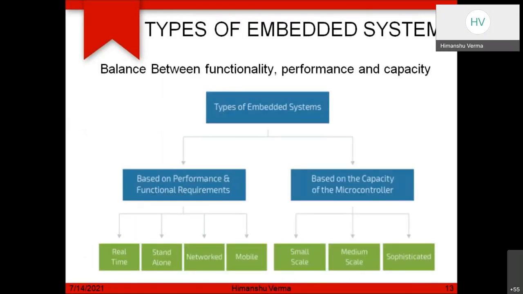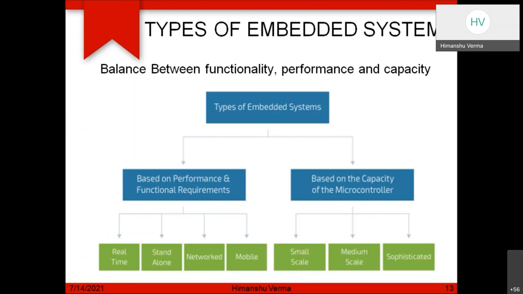Now let's come to the next point, that is the types of embedded systems. In this section we can divide embedded systems according to two categories. Either we divide them on the basis of performance or their functions, or we can categorize them based on the capacity they have, the capacity of their processors, their resources and all. So let's start with the classification based on performance and functionality of those devices.